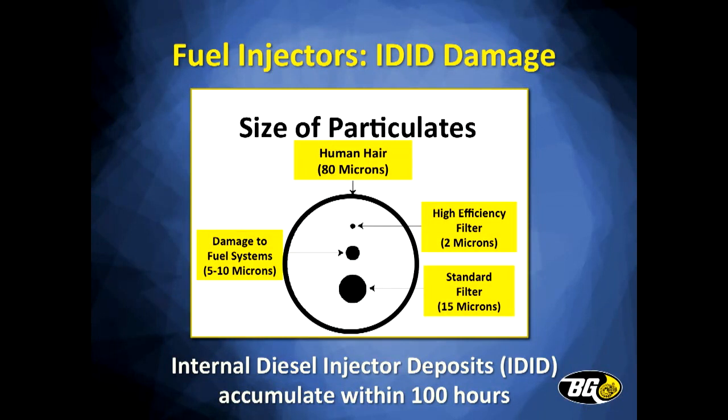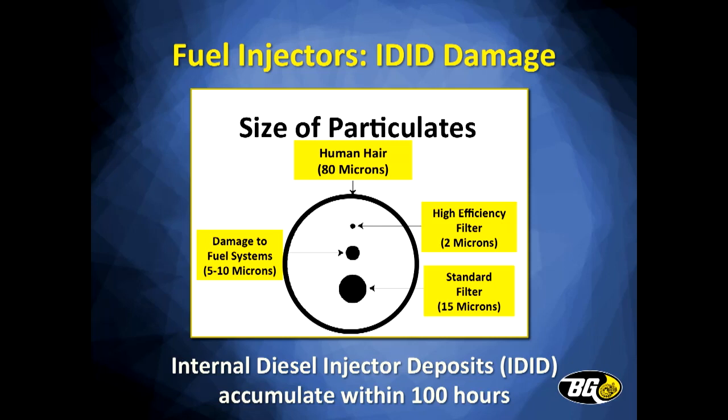What you've got before you is a picture, or if you will, a slide, showing a cross-sectional area of a human hair. The human hair diameter, if I plucked one off and sliced it in half, was approximately 80 microns. If you take a look at the larger circle within that human hair, the one at the bottom, that's 15 microns. That's your standard fuel filter.